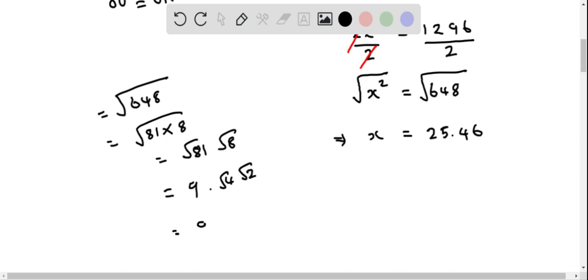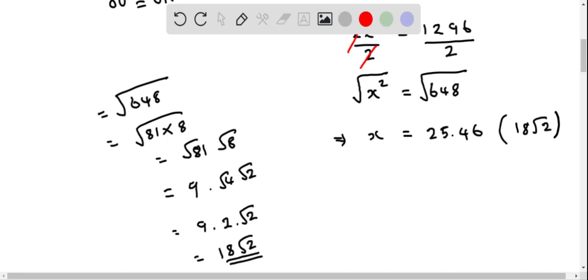So this equals 9 times the square root of 4, which is 2, and the square root of 2, we write down as it is. So it's basically 9 times 2 is 18. So it is 18 root 2. So if you do not want to express this in terms of decimals, it is equivalent to 18 root 2. We can say that this is the exact value of x. So either x is 18 root 2 or 25.46 in terms of decimals.